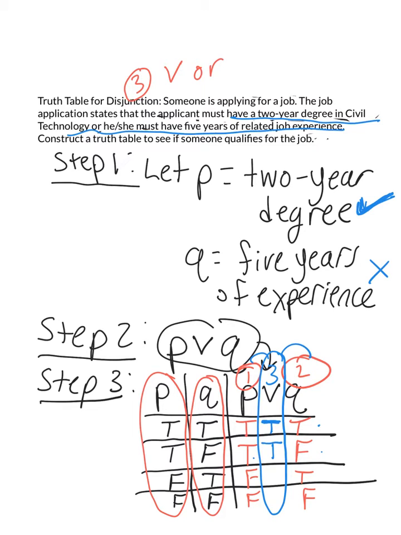So if you have just one false, it doesn't matter. Just at least one true makes a true. That's the key difference between the up arrow "and" that we just did on the last slide versus the down arrow "or."